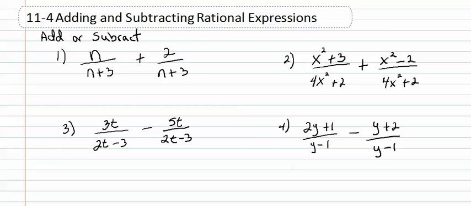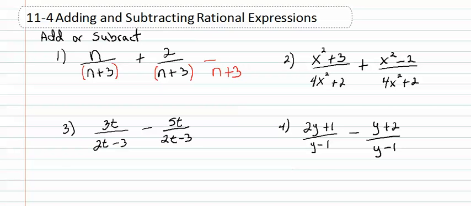Okay, we're going to do a few problems from 11-4, adding and subtracting rational expressions. When you're adding and subtracting fractions, you need to make sure you have a common denominator. So let's look at the denominator of problem number 1. This is a quantity, and this is a quantity. The quantity is the same, it's n plus 3, so that's our denominator.